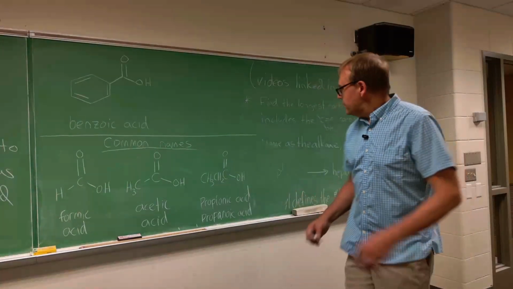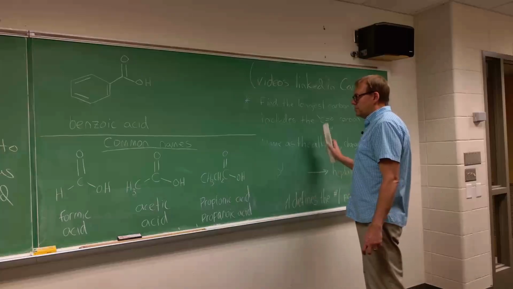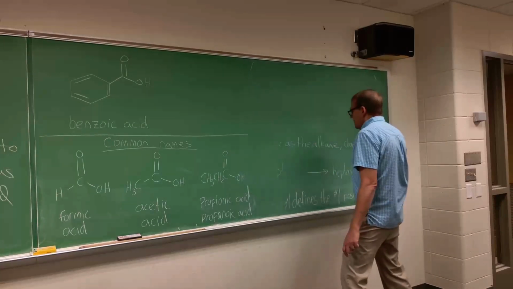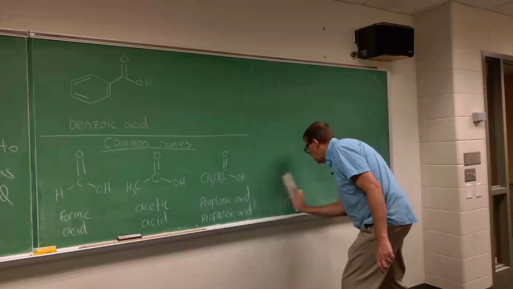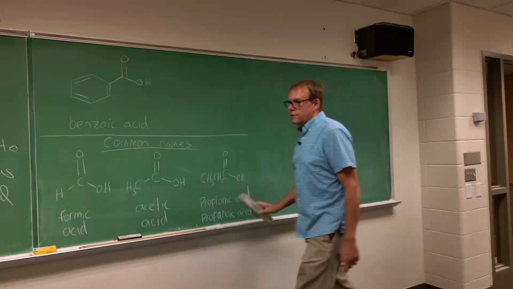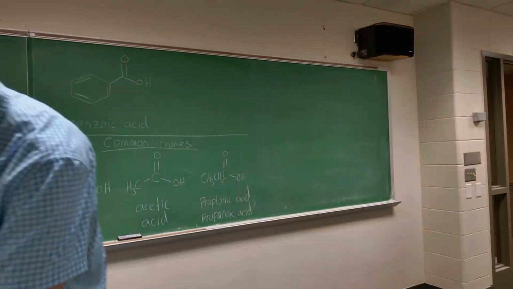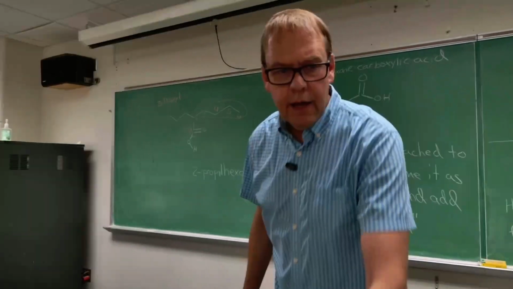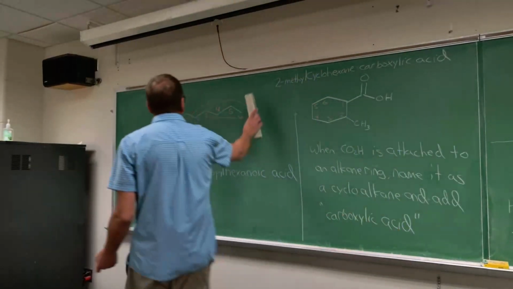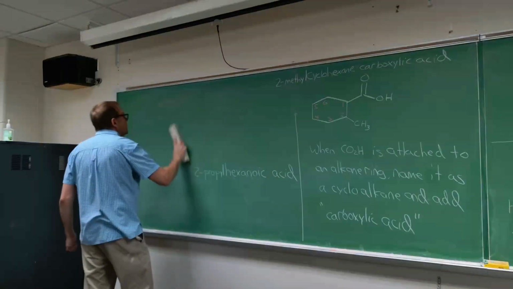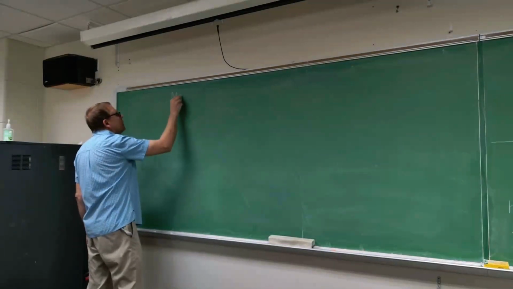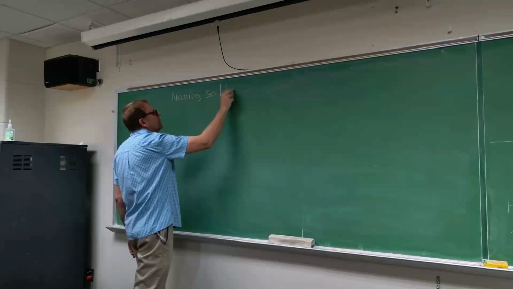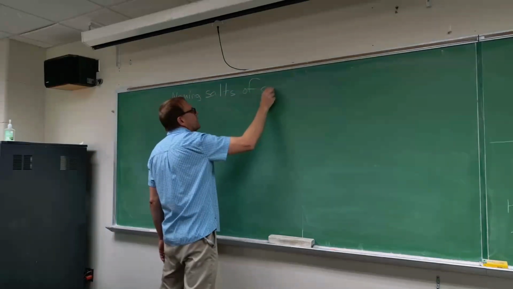All right, I want to say just a few words about naming salts. Because one of the really important things about carboxylic acids is their acidic character, so you can pluck a proton off of them and generate a salt. And these have names, and naming the salts isn't real difficult, so we're going to talk about it. So, naming salts of carboxylic acids.